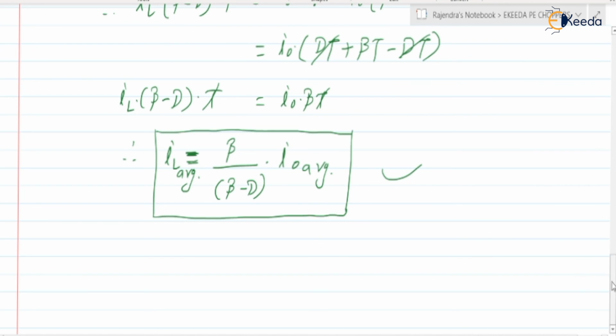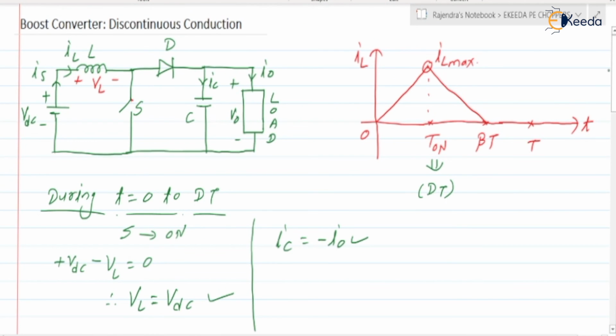So this is about the circuit operation and some derivations for the discontinuous conduction of a boost converter. In the next video we are going to discuss the numerical related to the discontinuous conduction of a boost converter.